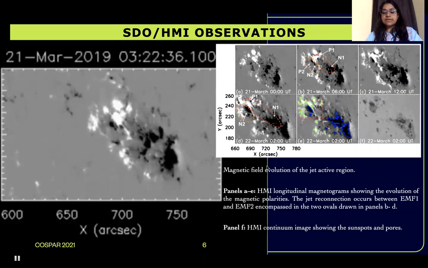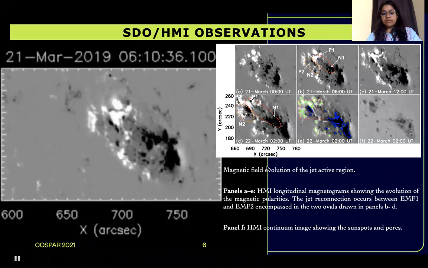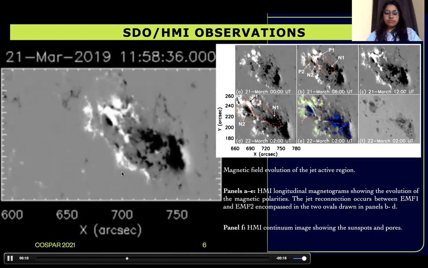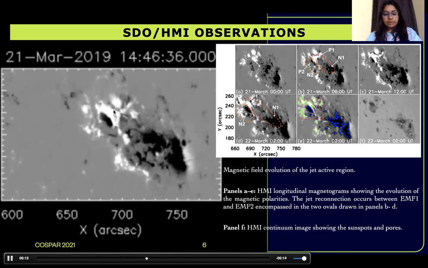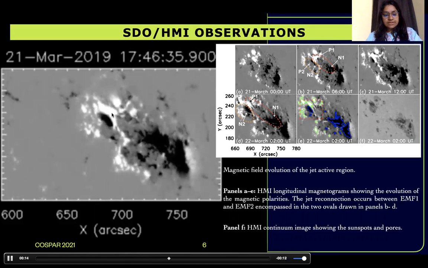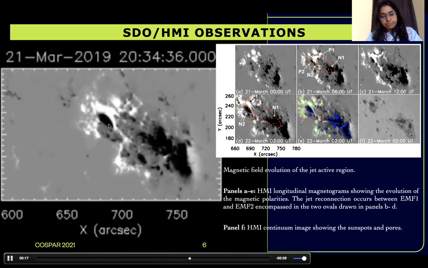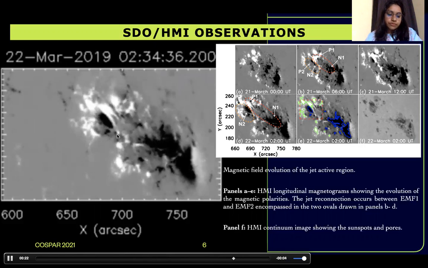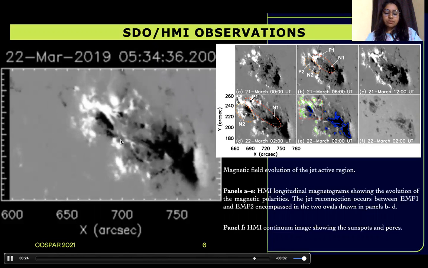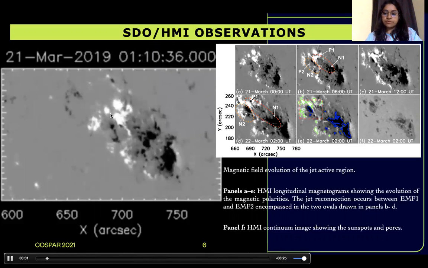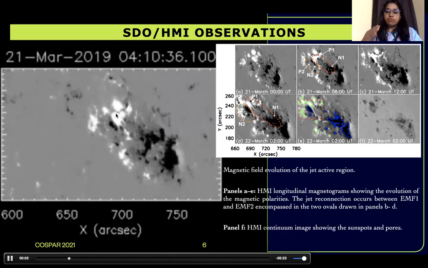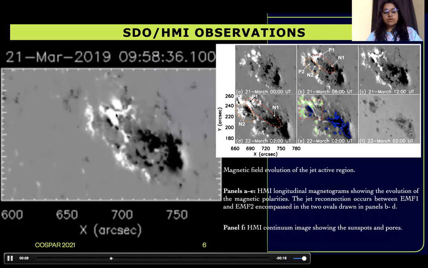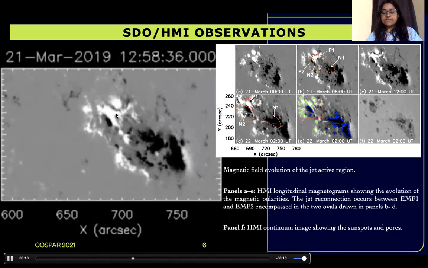To understand this active region more precisely, we studied the magnetic field evolution of the active region. This is the magnetic field of the active region. We see there are two main patches, a negative patch and a positive patch. From this big negative patch, small negative polarities are moving in the south direction and colliding with the positive part of the big positive region. This positive region is moving upward and the negative part is moving downward. In this way, there is a shear present between them.